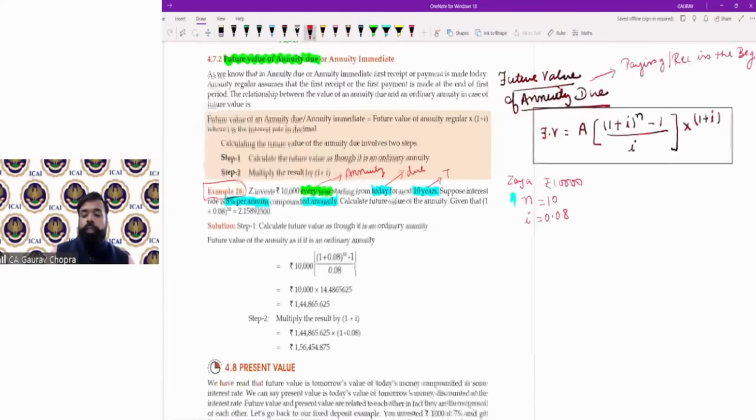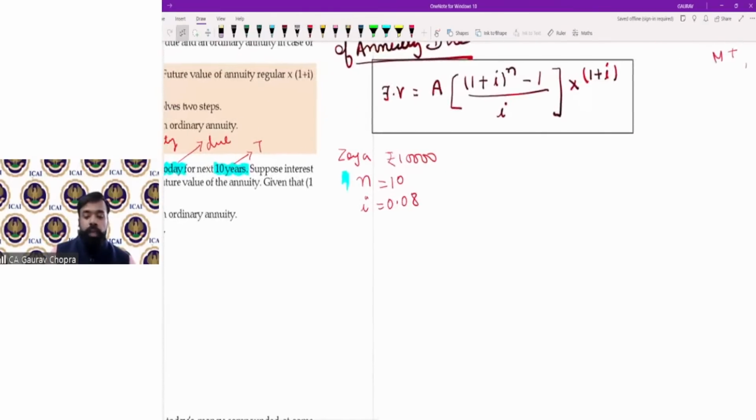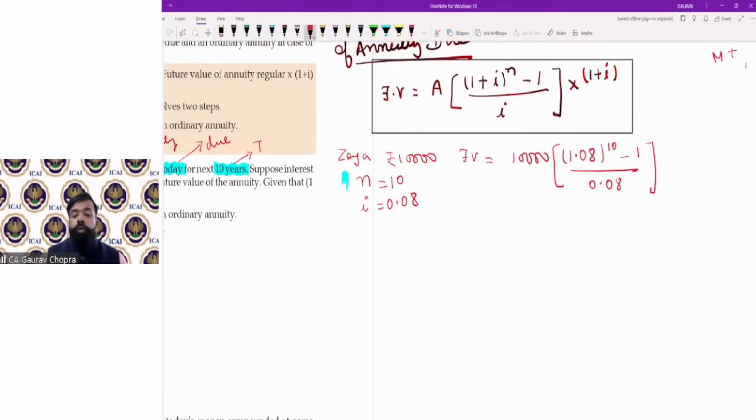Okay, now we can substitute the values in this formula. Future value is equal to annuity 10,000, then 1.08 to the power of 10 minus 1 divided by 0.08. And then you can put the bracket and multiply by 1.08. So this you have to do.